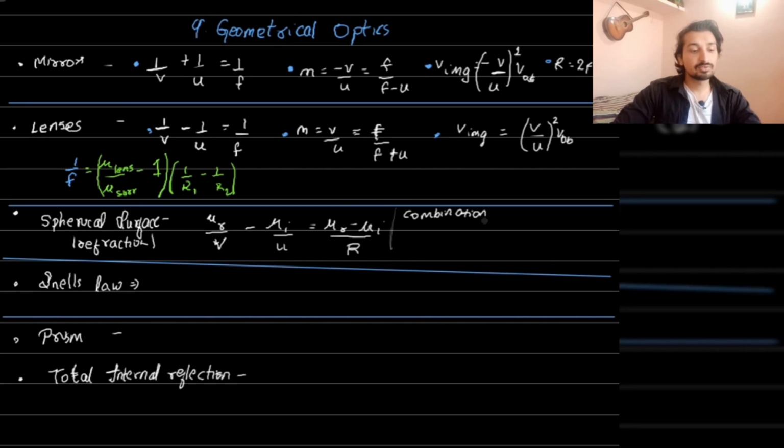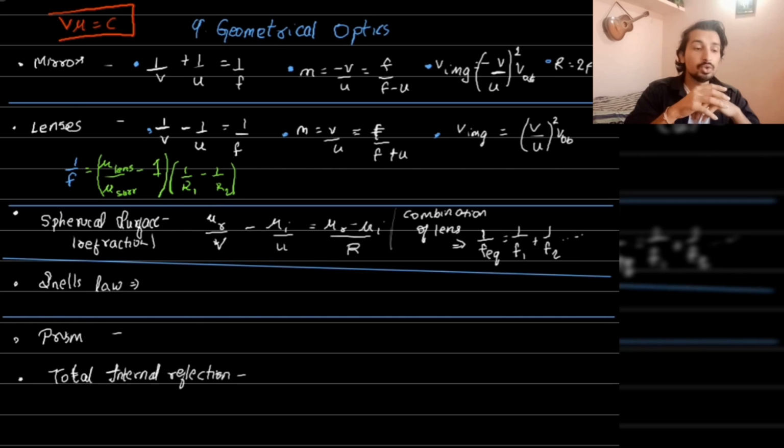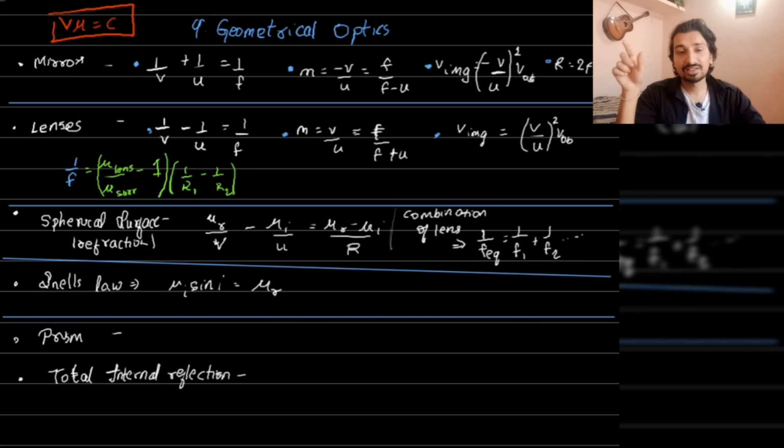Then combination of lenses. For finding the combination of lenses, if you attach many small thin lenses, the total focal length will be 1 by f is equal to 1 by f1 plus 1 by f2 plus 1 by f3, like that you add all. And if you put a mirror at the end, you need to multiply by 2 and then add the same formula, 2 into (1 by f1 plus 1 by f2 plus ...) and plus add the mirror's focal length, whatever is the focal length of the mirror.